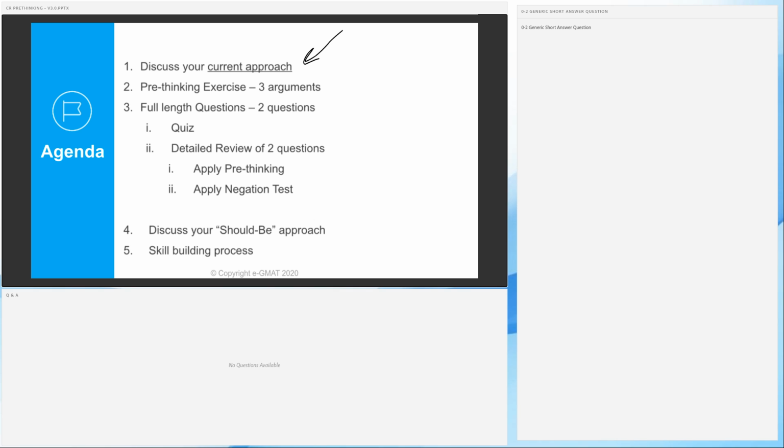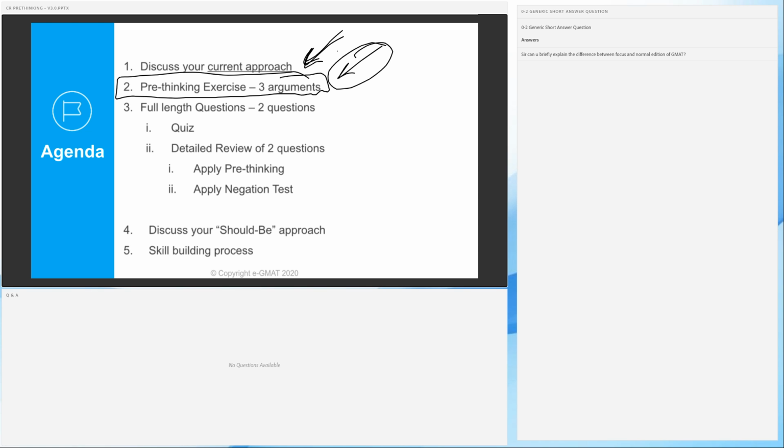Okay. So we're going to look at how you currently approach CR questions. Then we will actually do a pre-thinking exercise where we're going to look at 3 arguments. The first 2 would be pure arguments, no answer choices. The third one would be a full-length question. The goal over here is to build on the core skills and understand that pre-thinking approach.